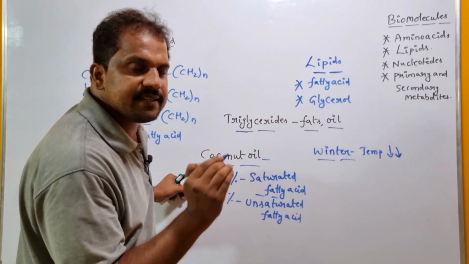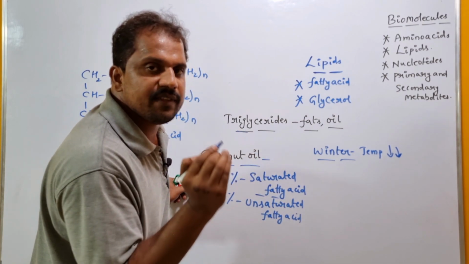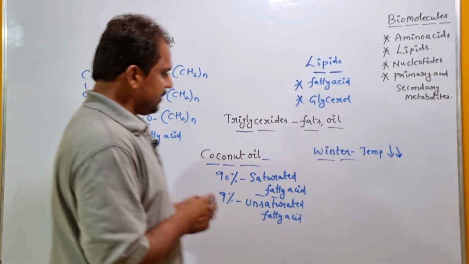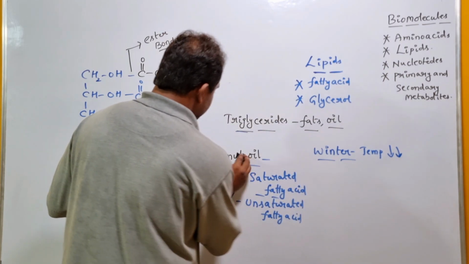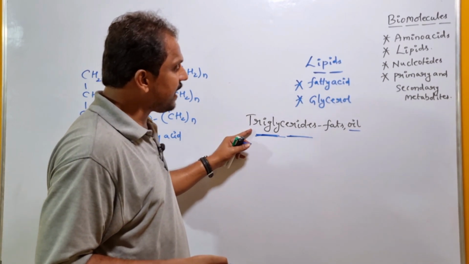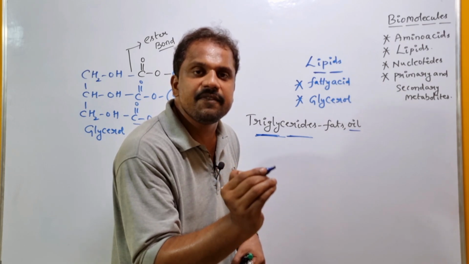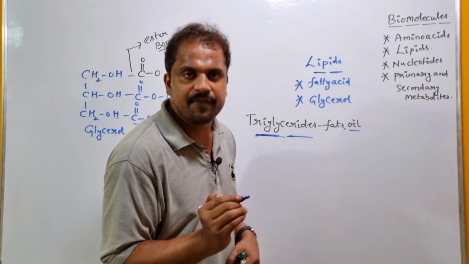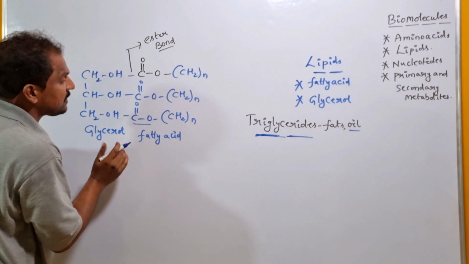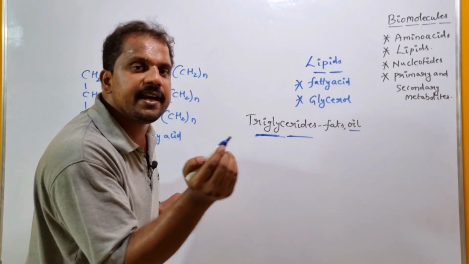Then in the same way, the triglyceride acts like oil when the fatty acid which has undergone esterification with the glycerol molecule is an unsaturated fatty acid. Is it clear? So let me arrange the things here. When the fatty acid which has undergone esterification with glycerol is an unsaturated fatty acid, under such a condition, the triglyceride can act like oil.